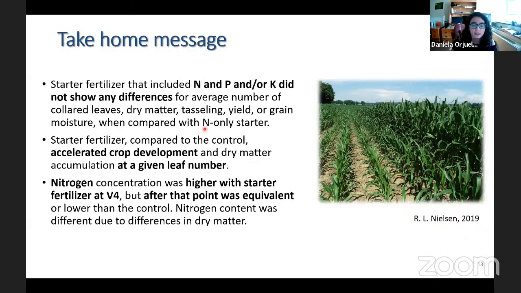In thinking and talking about crop development, we did detect that the starter fertilizer accelerates crop development and has higher dry matter accumulation for a specific leaf number. In the case of nitrogen, the concentration was higher with the starter in early season, but after that point, and remembering the application of the side dress, it was equivalent or lower than the control.